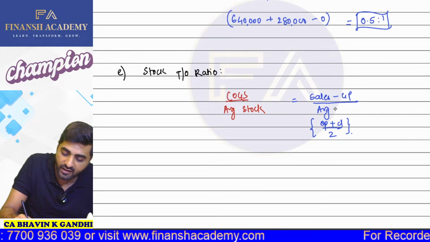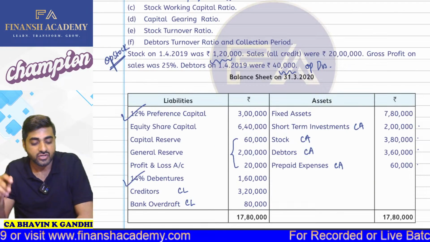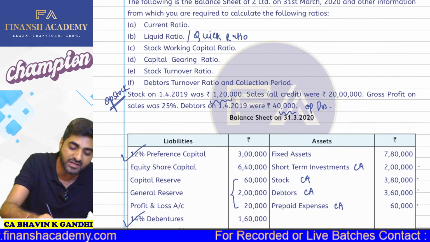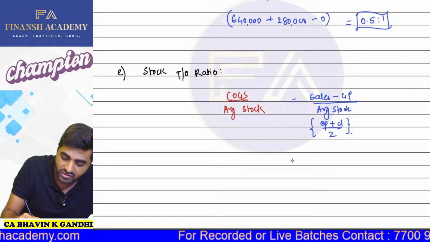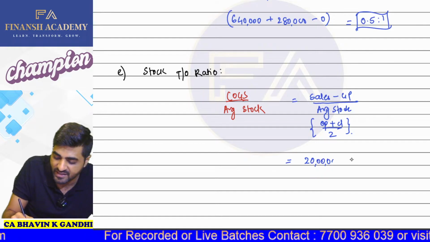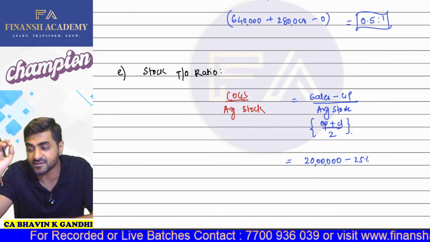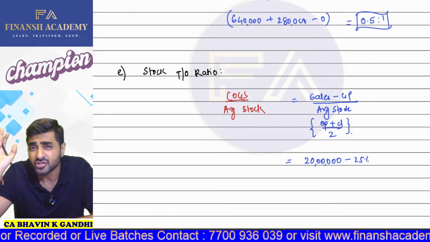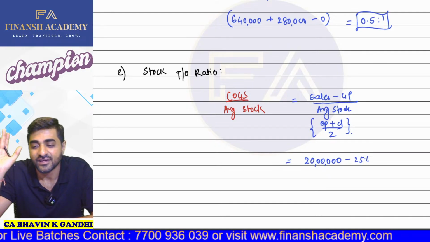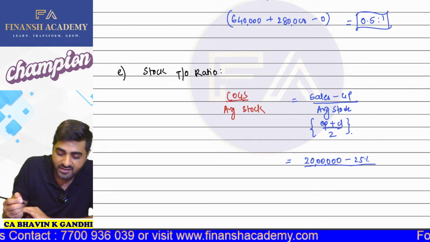So your sales is appearing as how much? Just check. Your sales available with you is 20 lakhs and GP is 25% on sales. So we have this as 20 lakhs, and from sales, we can directly subtract the GP percentage, which is 25%. So sales minus GP. GP, as I told you earlier also, is always a percentage on sales. So from 20 lakhs, if I subtract 25%, that will give me my COGS.